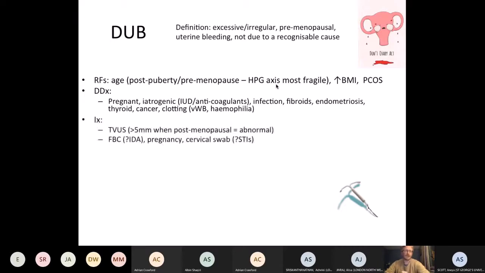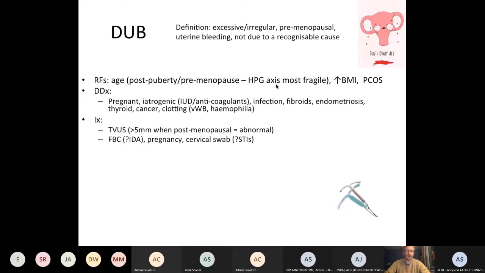So your investigations for anyone you're concerned about maybe having DUB: transvaginal ultrasound, and something to remember here is the endometrial thickness. If the endometrial thickness is over 5 millimeters when someone is postmenopausal, that's abnormal and a cause for real concern.